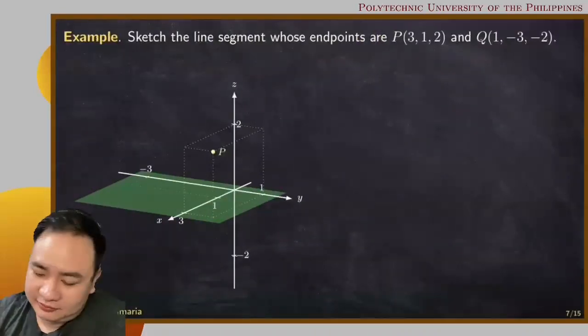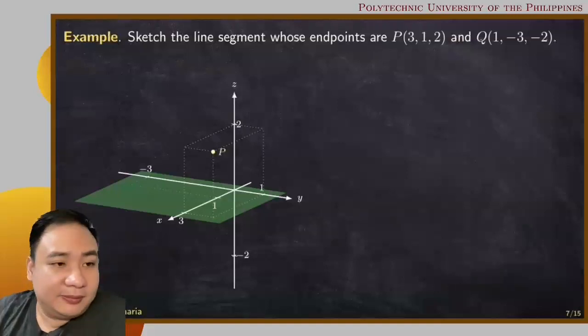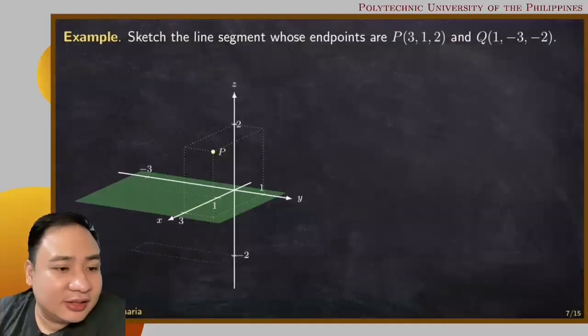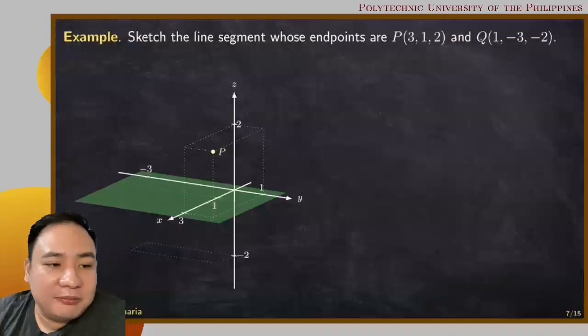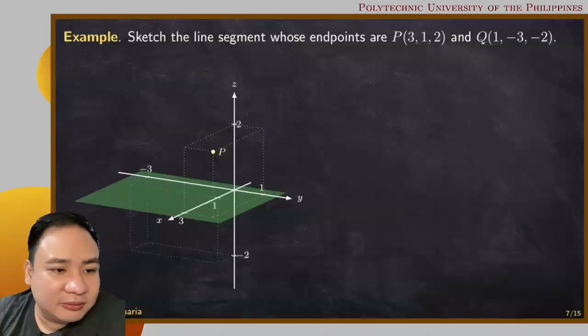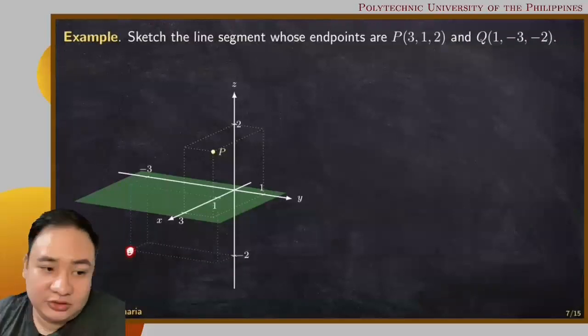Anong nangyari? 1, -2. Ayan. Kokopya ka, gagawa ka ng copy ng rectangle 2 floors below. Yung gagawa ka ng rectangles, ulit, rectangular box actually. And then yung corner ng rectangular box na opposite ng origin, which is this, yun yung Q.